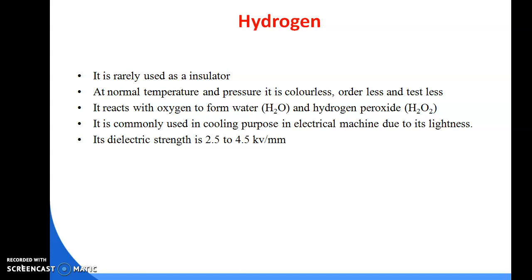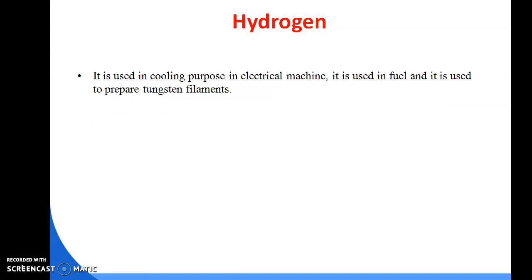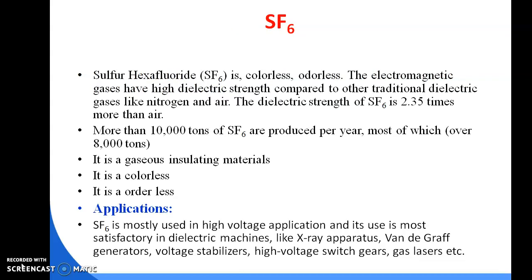It is commonly used for cooling purposes in electrical machines due to its lightness. Its dielectric strength is 2.5 to 4.5 kV per mm. It is used for cooling in electrical machines, as a fuel, and to prepare tungsten filament.